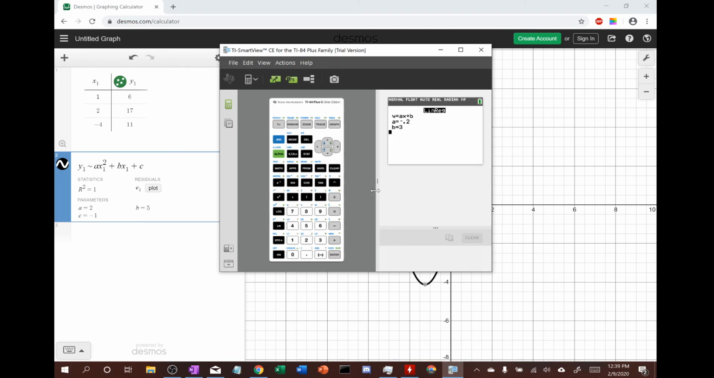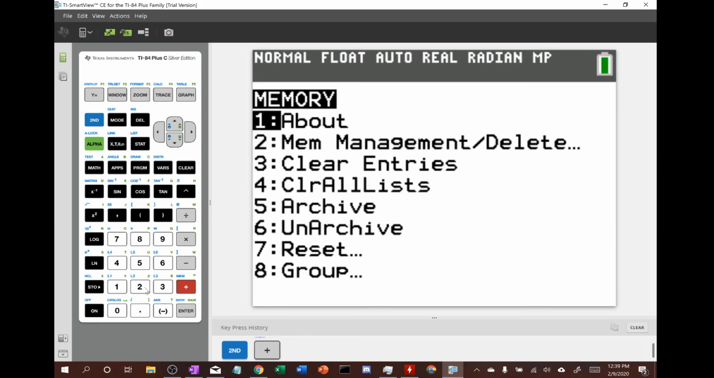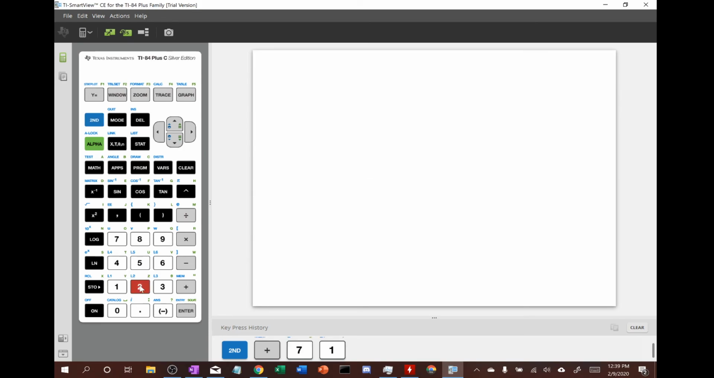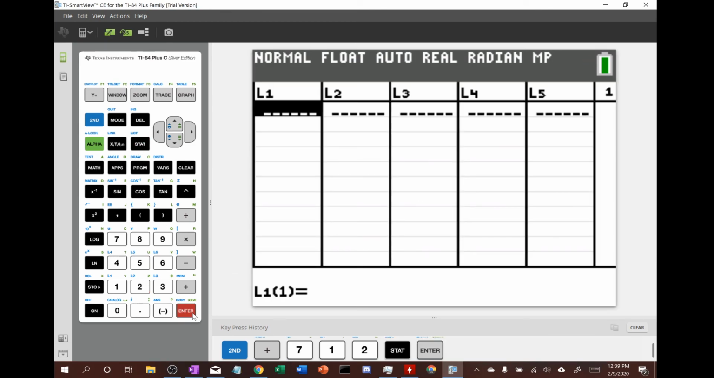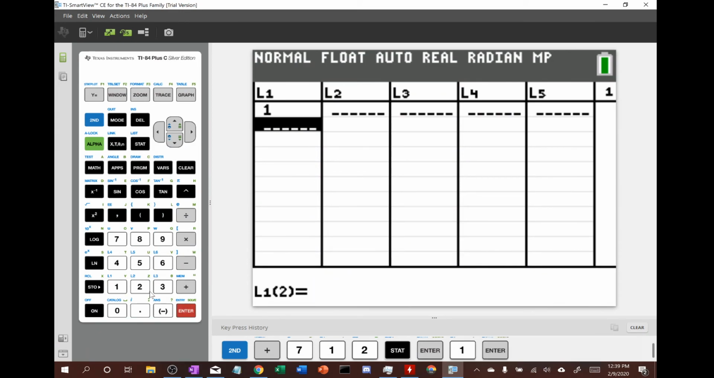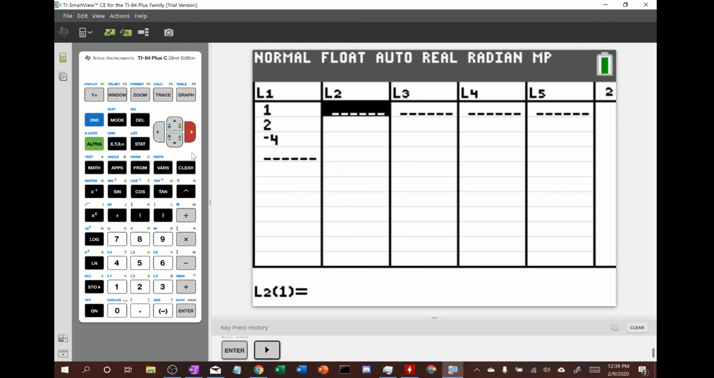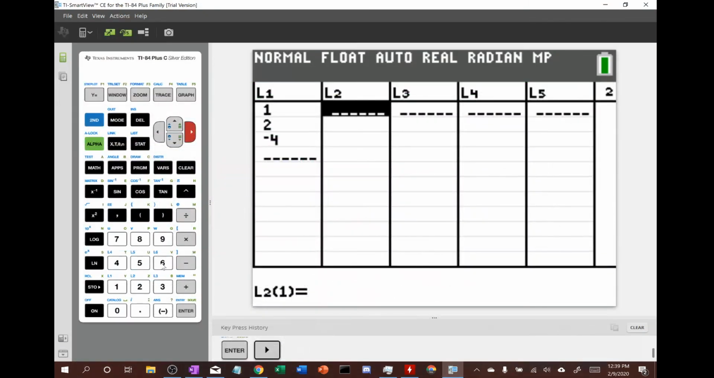First, we'll clear the memory. Second, plus 7, 1, 2. And then we will hit Stat, Edit, and we're going to put in our coordinates. In X or L1, we'll put 1, 2, -4. In Y or L2, we'll put 6, 17, and 11.